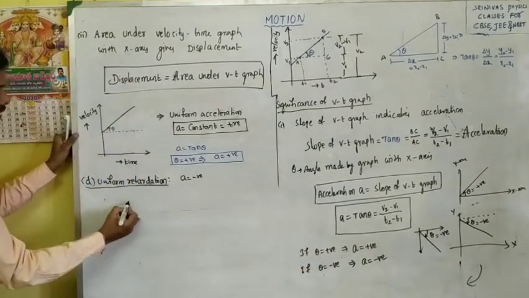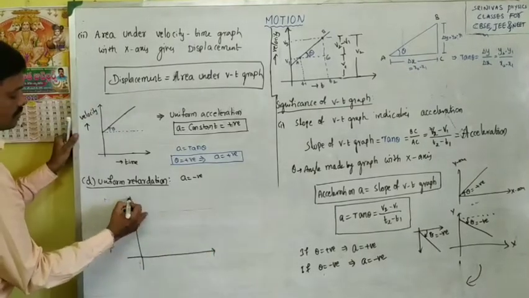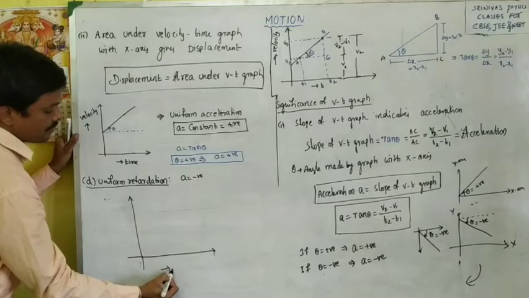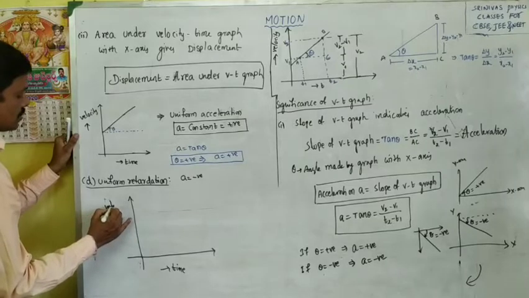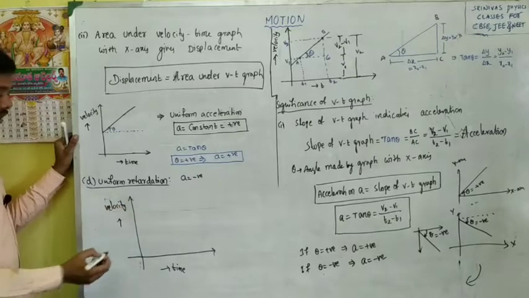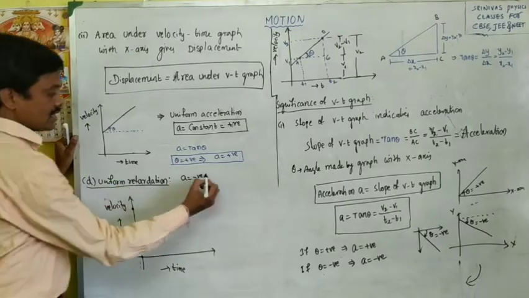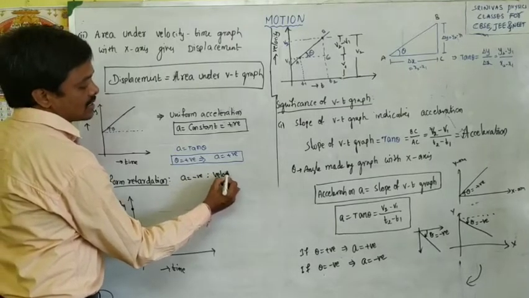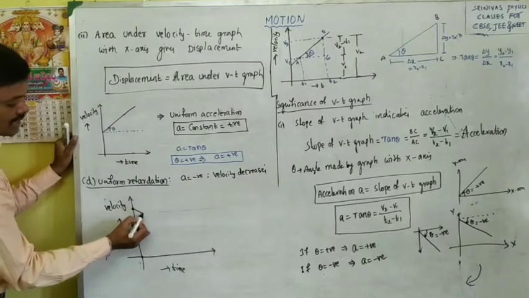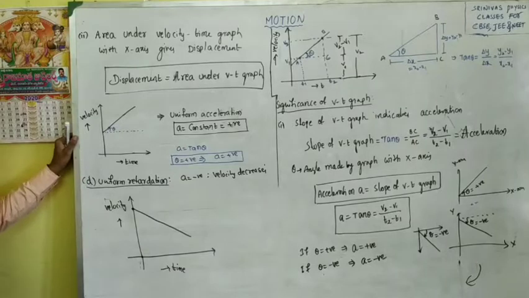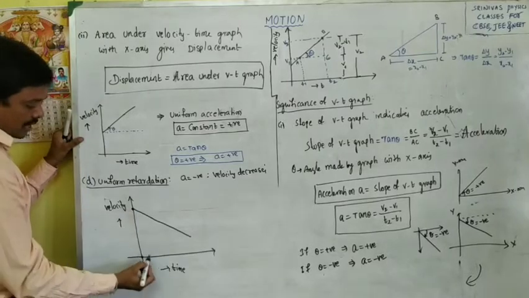Velocity decreases, so how will you get the graph? Right? Let us see here. This is time. And this is velocity. Okay? How will you get the graph? Starting, there is some velocity. Next, velocity decreases, right? Negative acceleration means velocity decreases. Velocity decreases here. Now, velocity decreasing means you will get a graph like this.